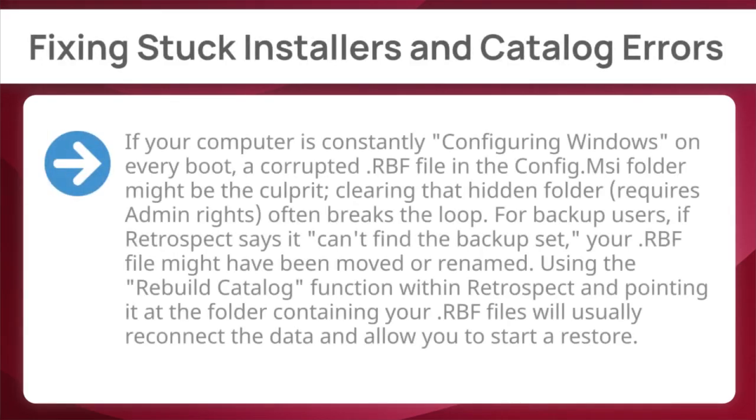Finally, fixing stuck installers and catalog errors. If your computer is constantly configuring Windows on every boot, a corrupted RBF file in the Config.Msi folder might be the culprit. Clearing that hidden folder, which requires admin rights, often breaks the loop. For backup users, if Retrospect says it can't find the backup set, your RBF file might have been moved or renamed. Using the rebuild catalog function within Retrospect and pointing it at the folder containing your RBF files will usually reconnect the data and allow you to start a restore.